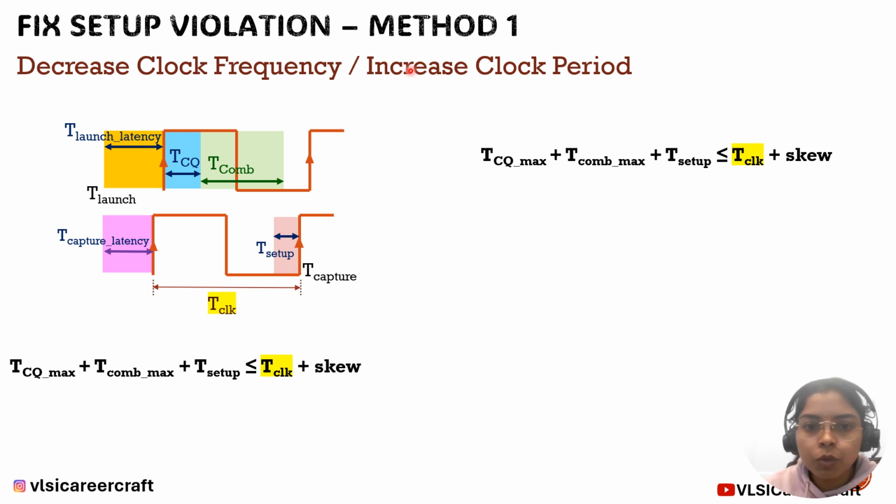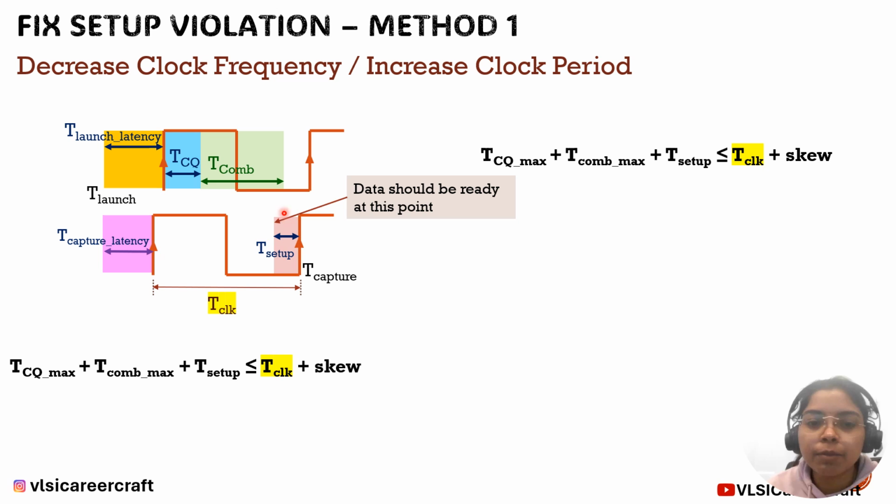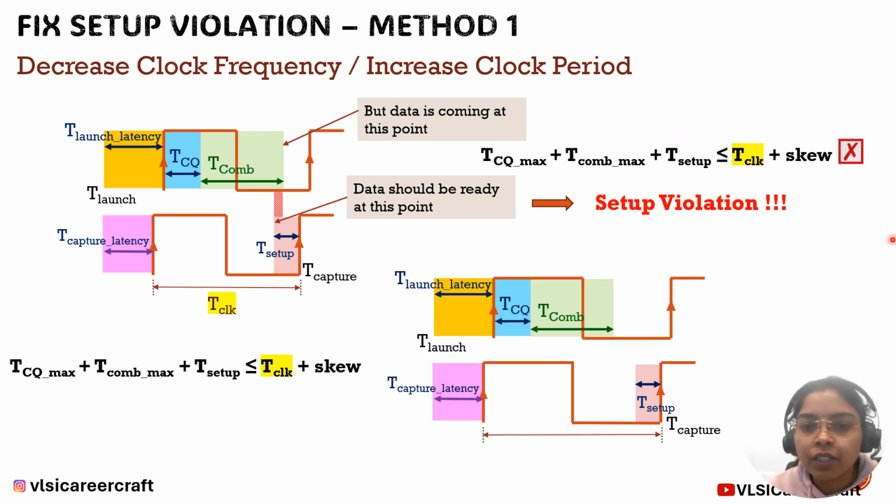The first and most commonly used method for fixing setup violation is increasing the clock period. Increasing the clock period is nothing but decreasing the clock frequency. Let's understand through some waveforms. Let's say in this case, the data is expected to arrive at this point, but it is arriving at this point, somewhat later than what we are expecting. So the setup equation condition is not satisfied. It's not greater than or equal to. So there exists a setup violation here.